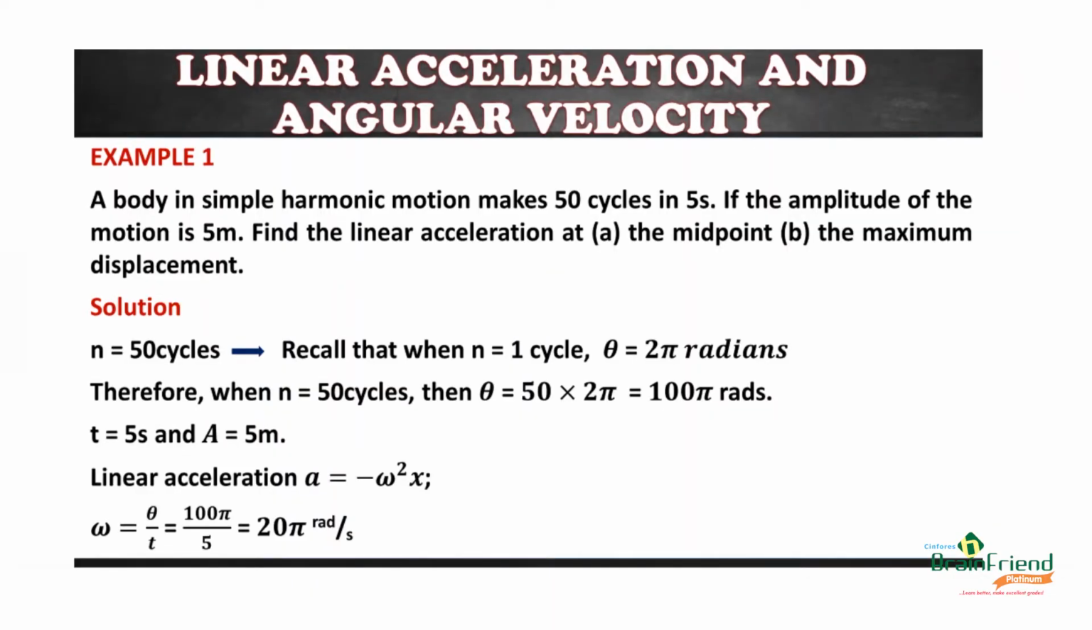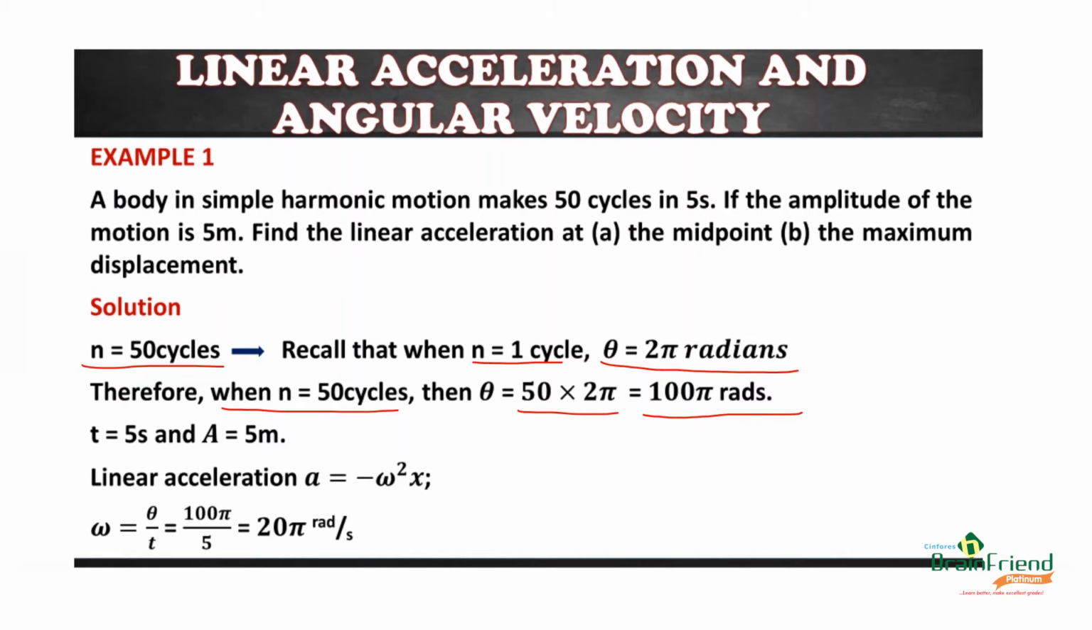Example 1. A body in simple harmonic motion makes 50 cycles in 5 seconds. If the amplitude of the motion is 5 meters, find the linear acceleration at A, the midpoint, B, the maximum displacement. Now from the question, the number of cycles n is 50 cycles. Recall from part 1 of this lesson, we established that when n is equal to 1 cycle, theta is equal to 2 pi radians. Therefore, when n is equal to 50 cycles, then theta will be 50 times 2 pi, which gives us 100 pi radians.